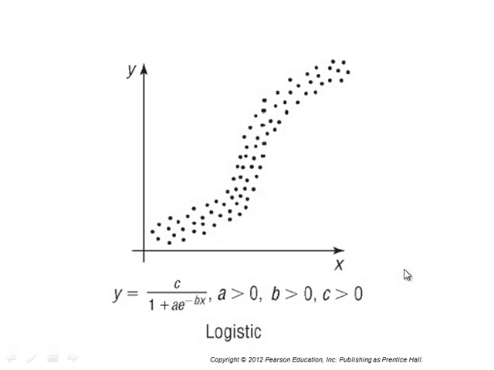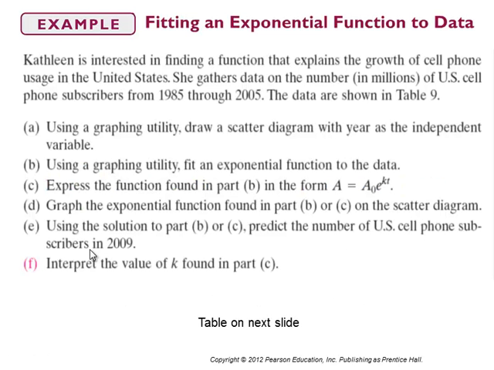Next one, if you see an S sort of shape where you are horizontal, then it goes up, and then it goes horizontal again, either like this or in the opposite direction, then you're looking at a logistic sort of model. So we're going to talk about looking at a data set and using any one of those three functions. In fact, we're going to do an example from each piece.